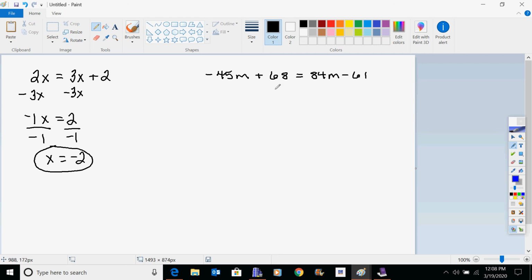This one, don't get disturbed by the fact that there are big numbers. When I have a negative with a variable, I like to do the opposite of that one, because adding is always easier than subtracting. So I've got 45m here that I'm going to add to both sides. And this will give us 129m minus 61. We're trying to get things away from the m, so we're going to add 61 to both sides.